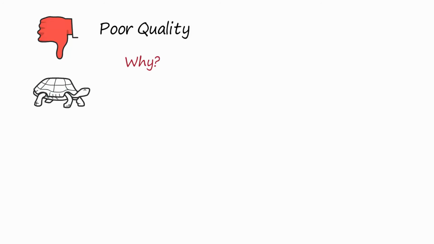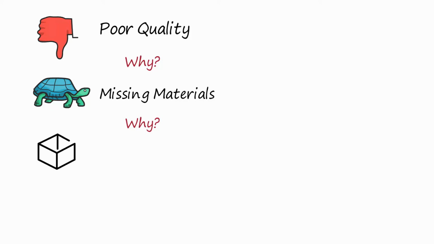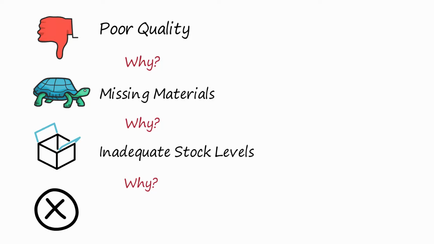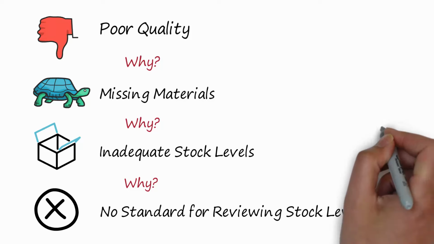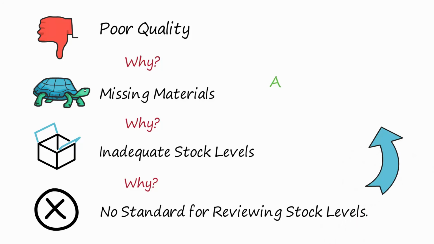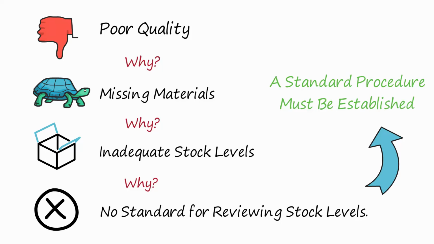Here is an example. I have a low product quality. Why? The materials needed for production often arrive late and alternatives are used. Why? We have inadequate stock levels. Why? We do not have a standard procedure for reviewing stock levels. Therefore, a standard procedure must be established to review the stock levels of materials needed for production.